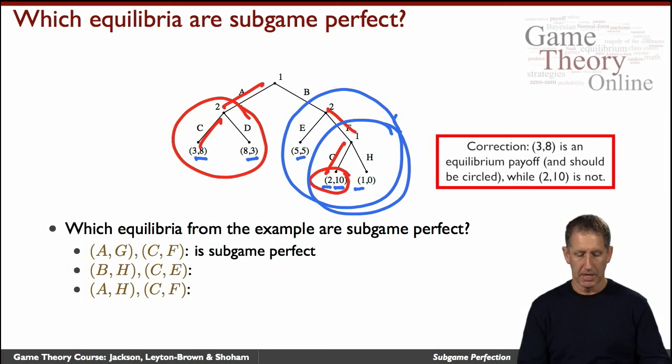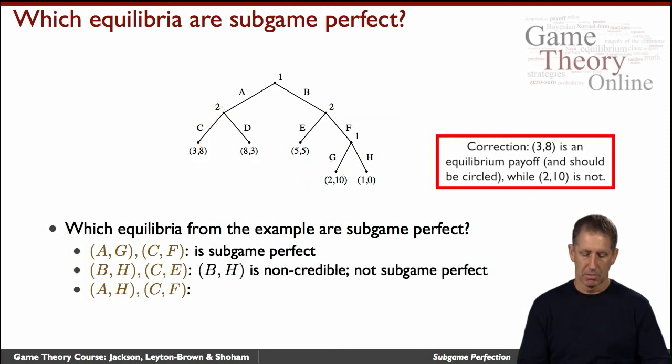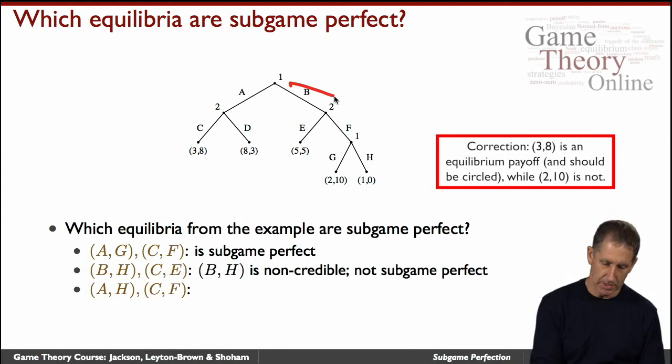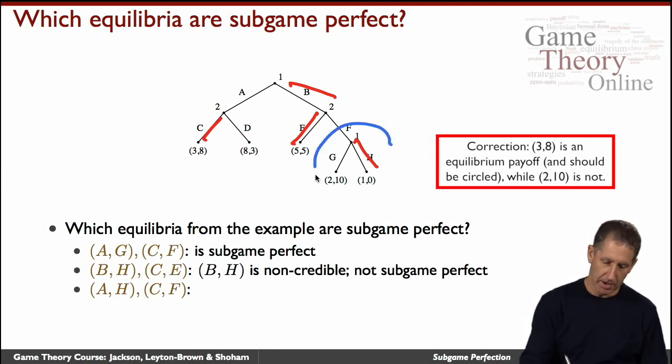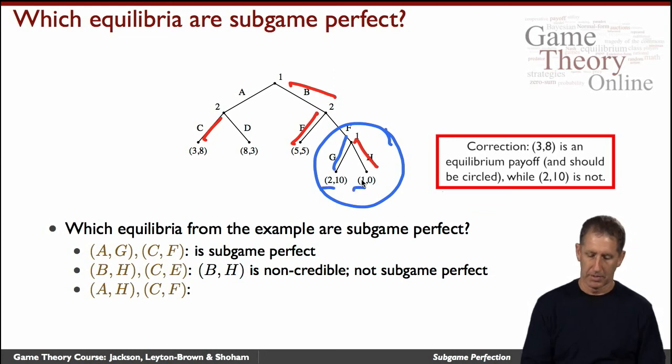How about BHCE? Well, the claim is that it's not. Let's first write down the strategy. BH and CE. And this is not subgame perfect for the reasons we saw before. We saw that in this subgame right here, there is a profitable deviation for player 1, namely to deviate over here and get 2 rather than 1. And so it's not subgame perfect.